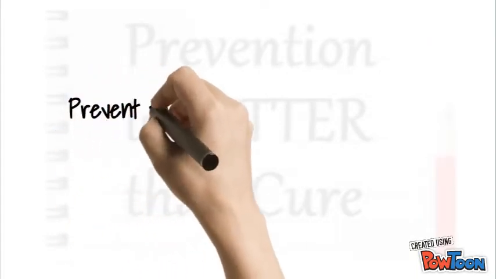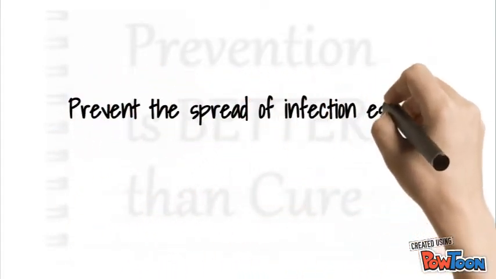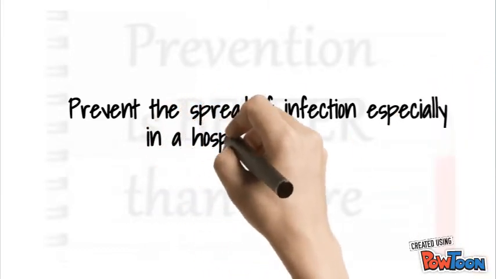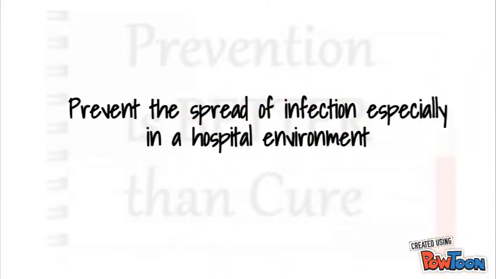Preventing the spread of infection is important, especially in a hospital environment. As the patients may be immunocompromised, the microorganisms will be able to infect the patient much more faster. These microorganisms will be stronger and more difficult to treat, and they may also be resistant to treatment.